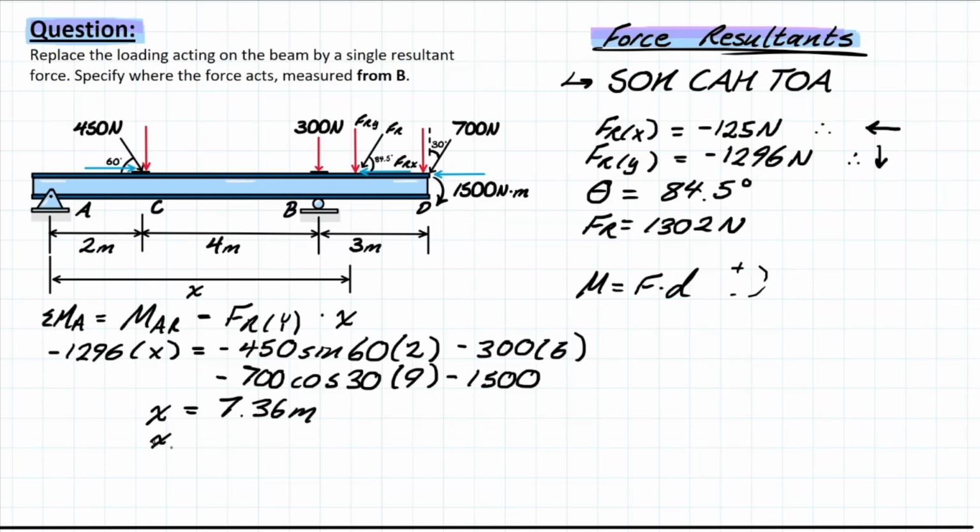But if you wanted x with respect to point B, you just need to take away 6 meters. So 6 taken away from 7.36 is going to be 1.36 meters. Those are pretty much your final answers for this problem.